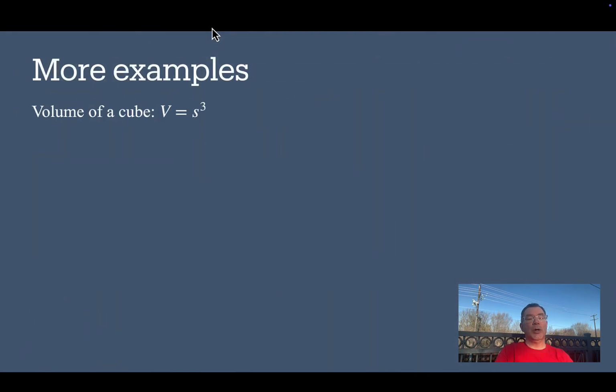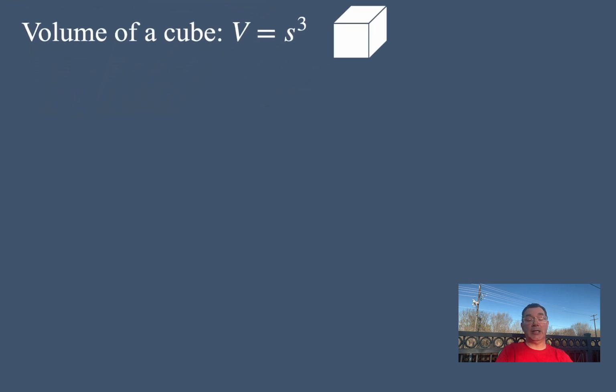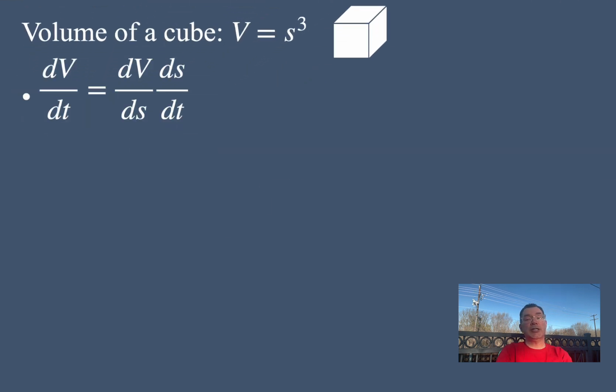All right, some more examples. We already talked about the volume of a cube being side cubed. So if those are changing with respect to time, then I can say the derivative of volume with respect to time is the derivative of volume with respect to side length times the derivative of side length with respect to time. I already know that the derivative of volume with respect to side length is 3s squared, so I can plug that in. And I should get some information about one of those other two quantities that are in that equation.